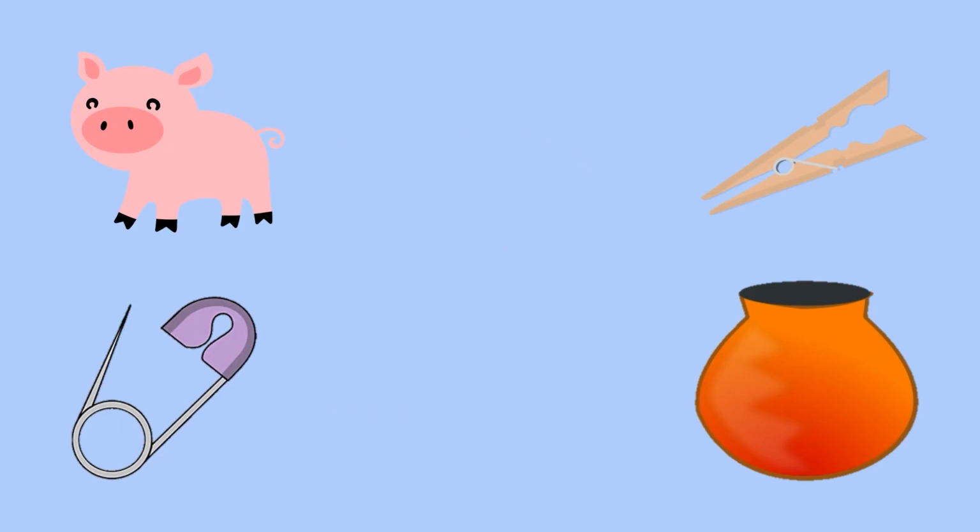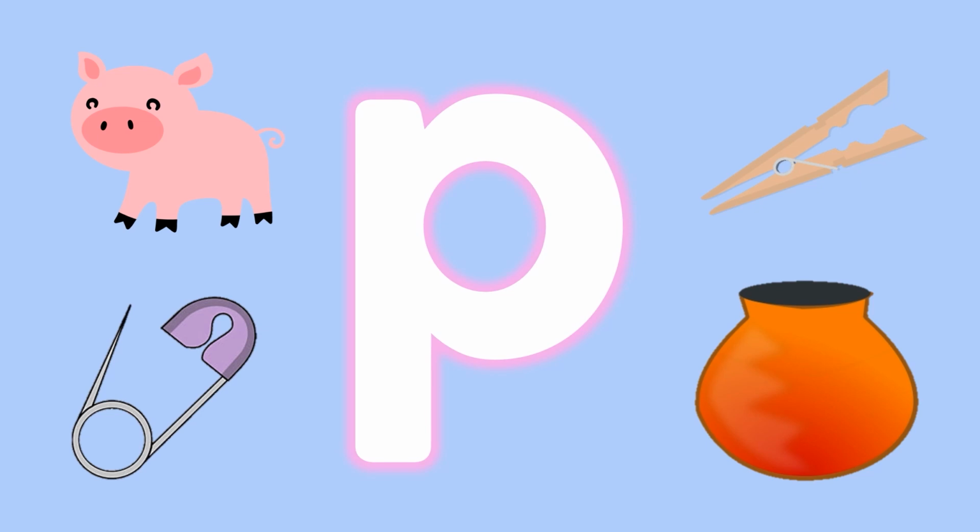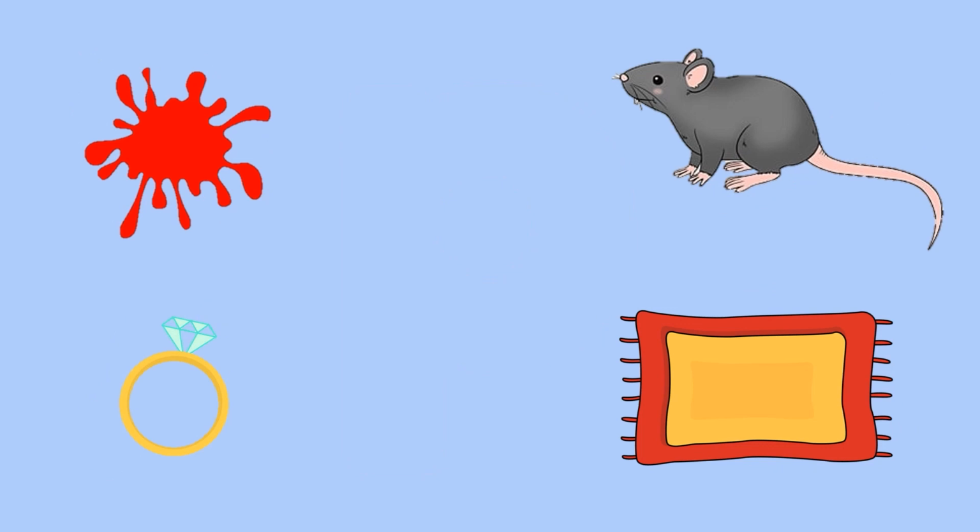Here we have pig, pin, peg, pot. The starting sound is yes, p, p, pig. Pin, p, p, peg, p, p, pot. Very good.